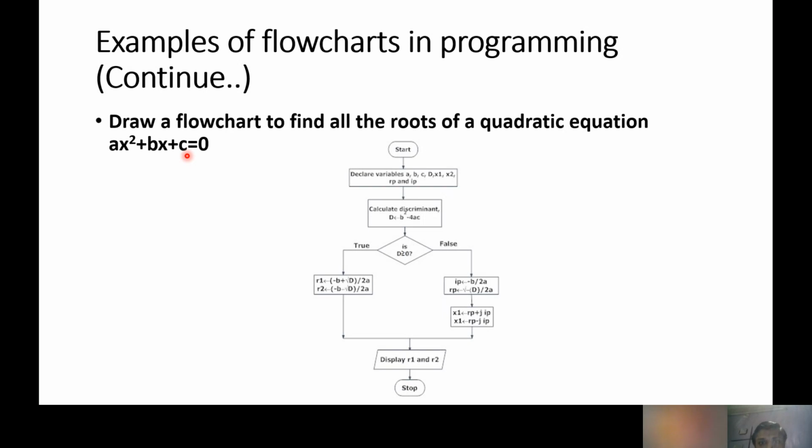right? IP. Yes, IP, that is fine, but imaginary root, basically imaginary, that is with respect to value i.